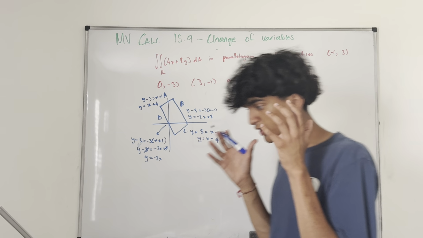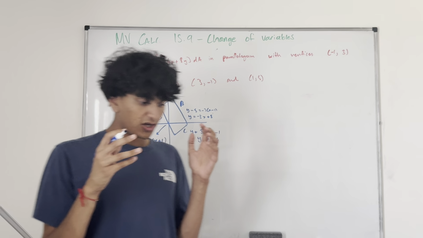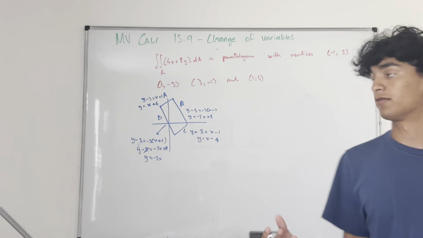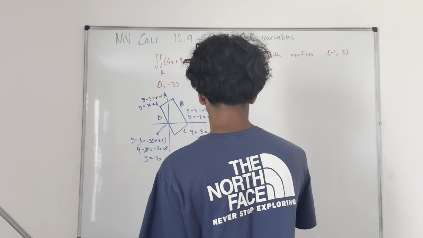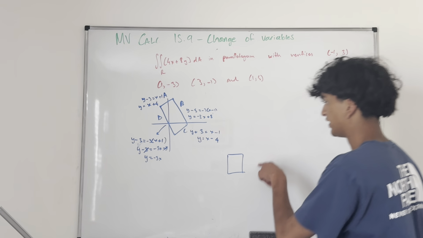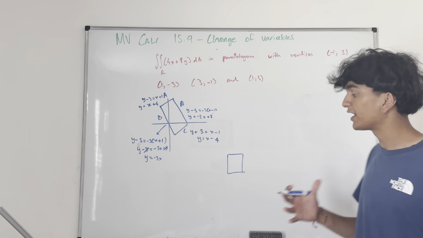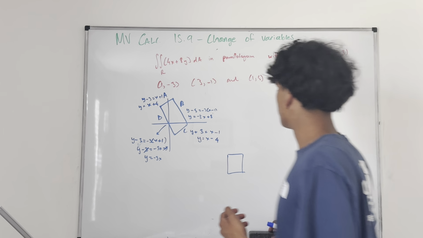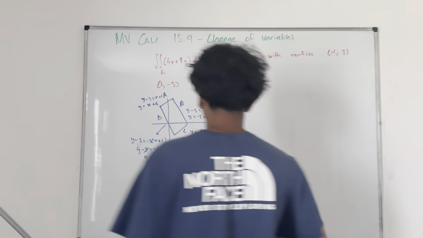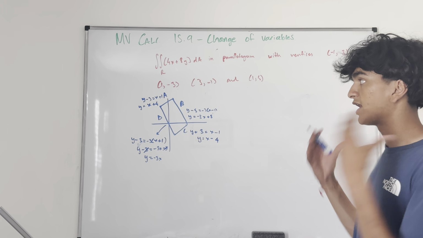Remember, the easiest case is if we were to transform this into a square, because in a square you just integrate by constants. You integrate from this constant to this constant to this constant to this constant. You can make it easier with that sort of substitution. That's what I want you to think of: constants.